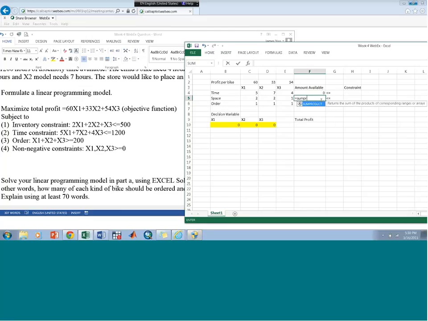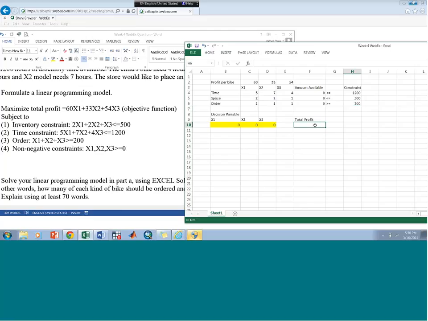And the next constraint should be the same: the space coefficients or space slopes, comma, decision variables. And finally, the order constraint should be SUMPRODUCT, order slopes, and decision variables. Okay, the time constraint should be less than 1200 hours, and space should be less than 500 square feet, and the total number of orders should be at least greater than 200, right?